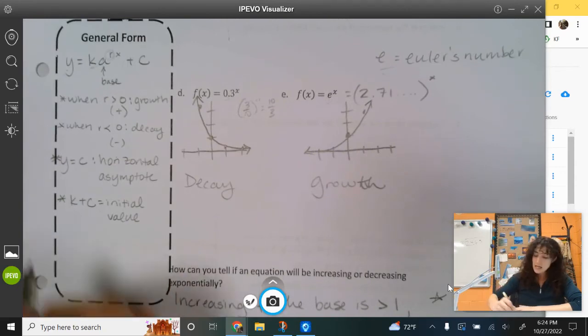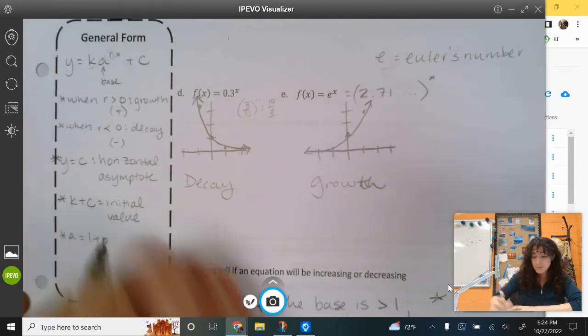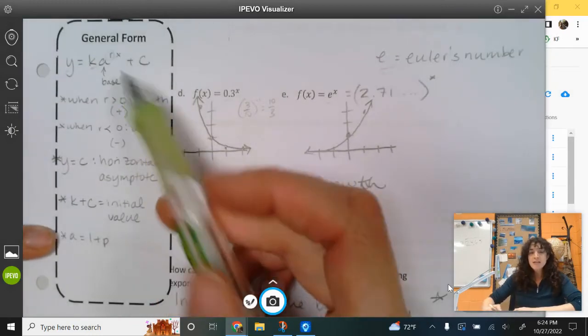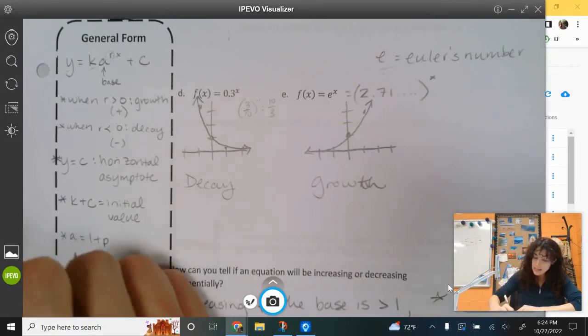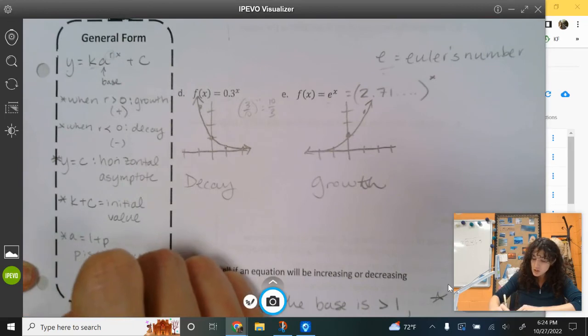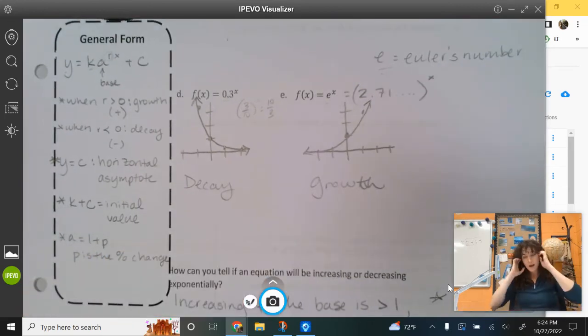Something else to keep in mind, A equals 1 plus P. A is this base right here. And if we're talking about percentage growth or percentage change, P is the percentage change. And this is something we've talked about with our geometric sequences in series, where we said, like, okay, if we're increasing by 1%, then you add that decimal to 1. If you're decreasing by 1%, then you subtract that decimal from 1. And this is just kind of iterating that with this exponential model that, hey, your base is the rate of change, but it's the rate of change plus or minus from 1.